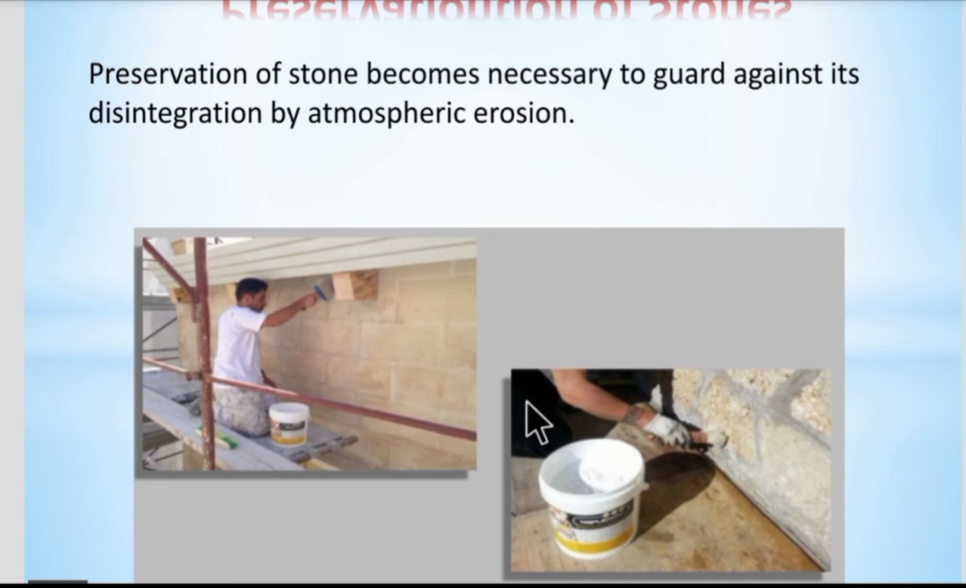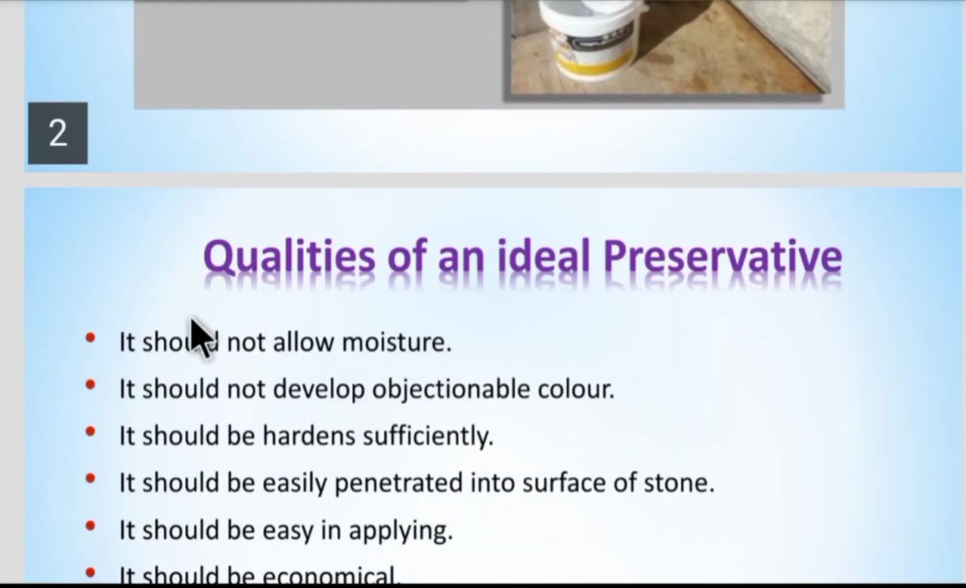So what are the preservatives we are going to use? Those preservatives should have some desirable properties. What are those properties? We will see one by one. Qualities of an ideal preservative: how the preservative should be.